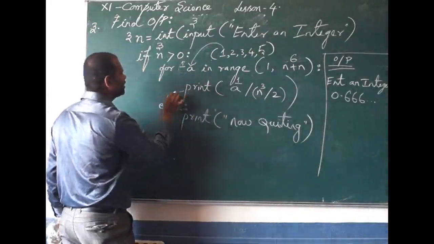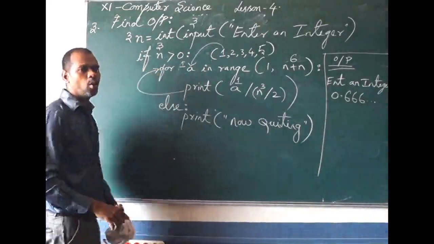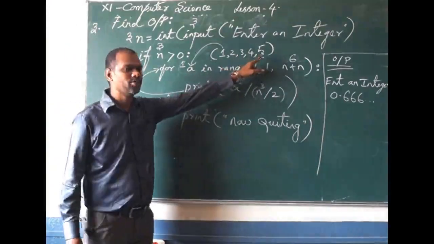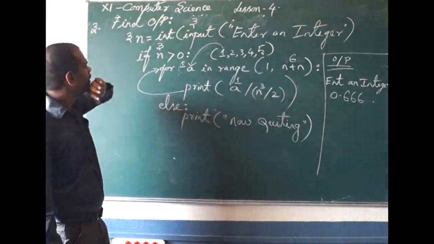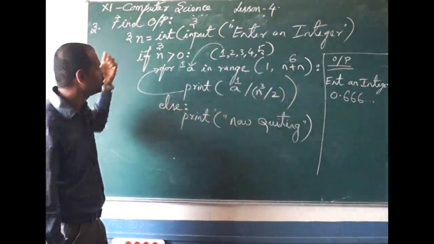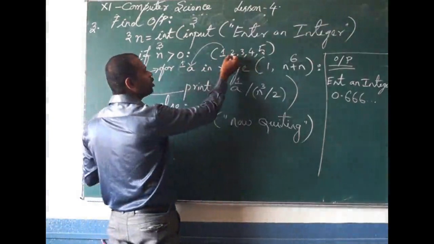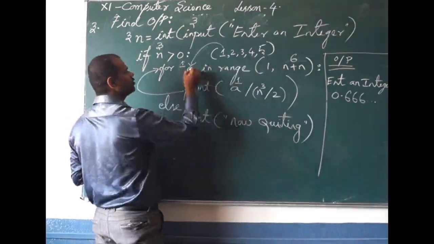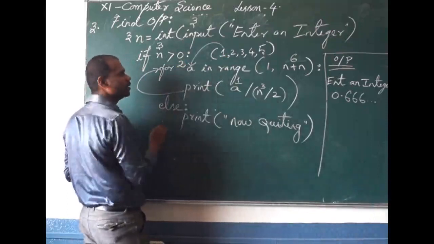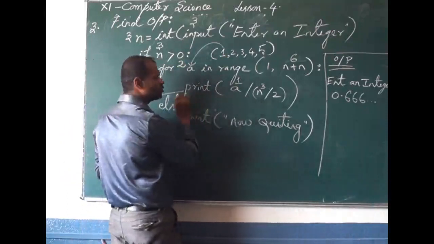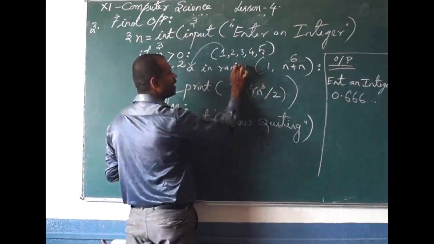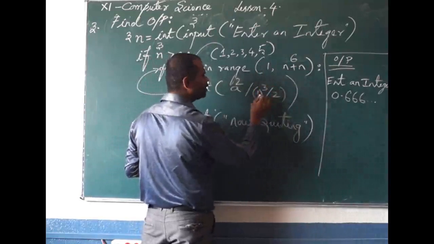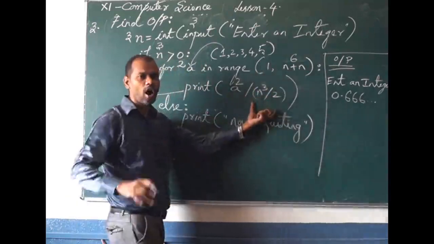Then again it will go to the for loop. Why does it go to the for loop again? Because so many values are there. Listen carefully. In the next round, the 2 will be received by A. Now A's value is 2. So this part will print as above the A you write 2, and above the N you write the same 3.